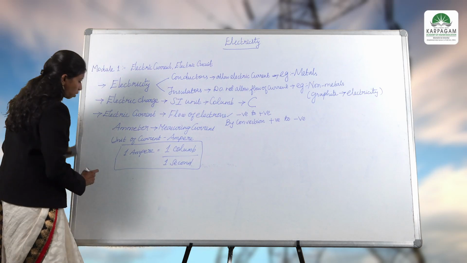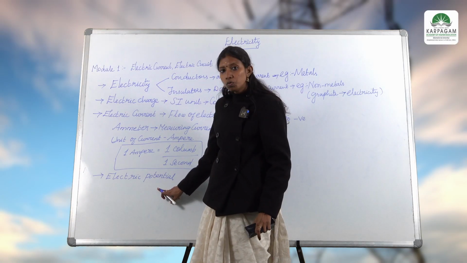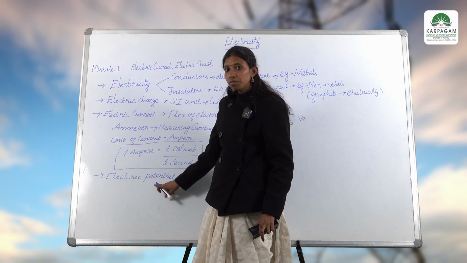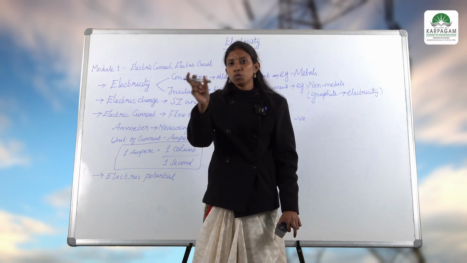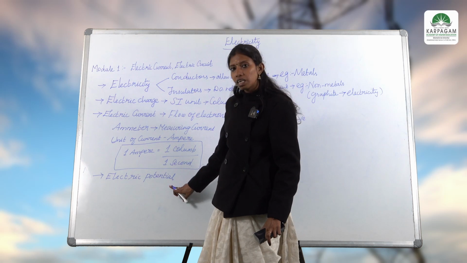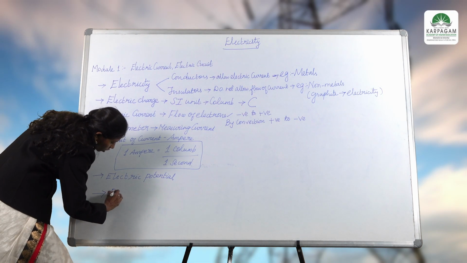After electric current, the major thing we need to know about is electric potential. Electric potential is nothing but the capability of moving a unit positive charge from one point to another. The main words to remember: capability of moving a unit positive charge from one point to another, we call it an electric potential. The next thing is potential difference or voltage.